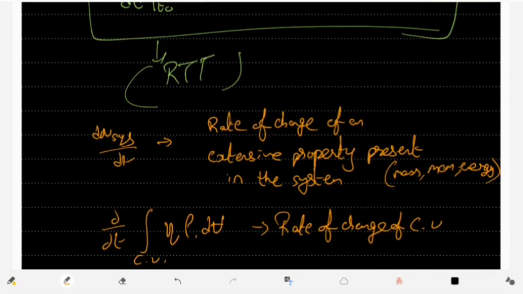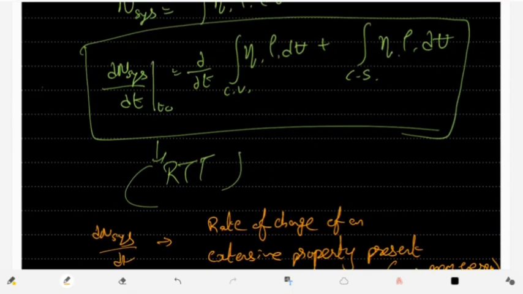Okay, these are the terms, and this is the main equation of the Reynolds Transport Theorem. From this equation we derive the integral balances and differential balances of mass, momentum and energy. Okay guys, this is for today.